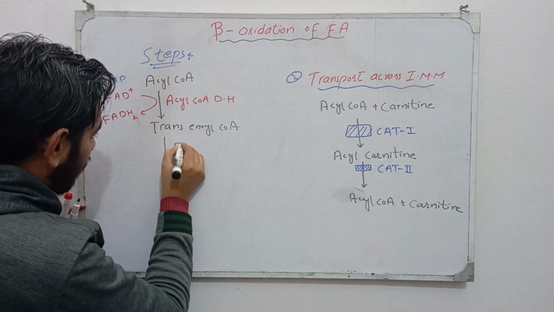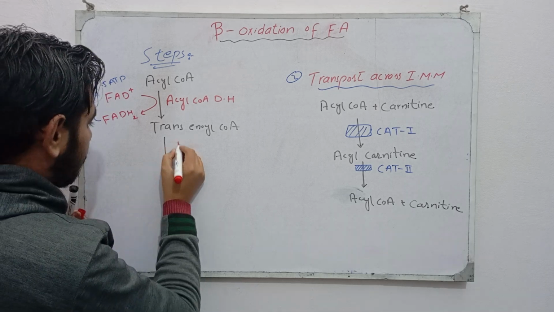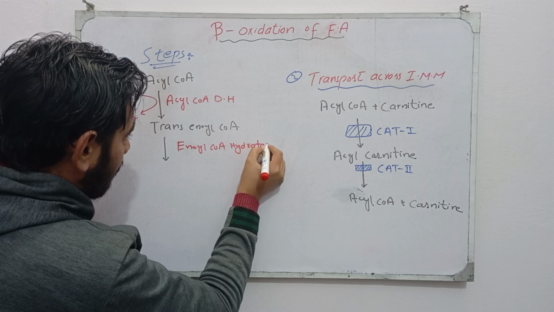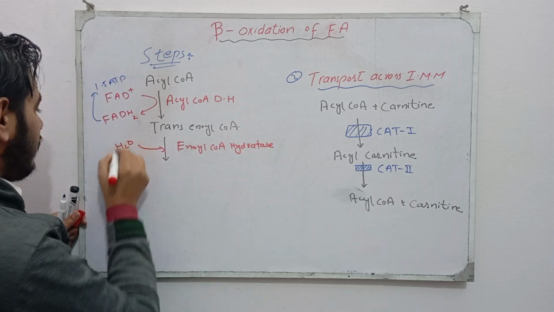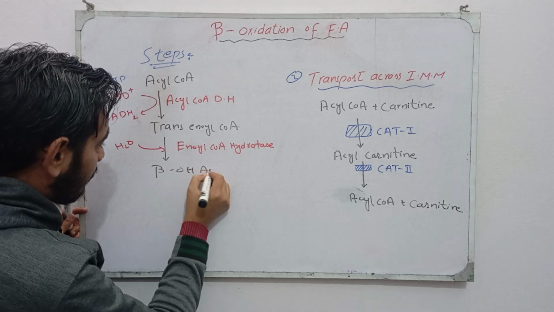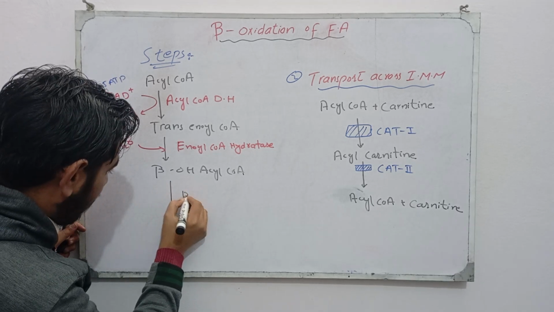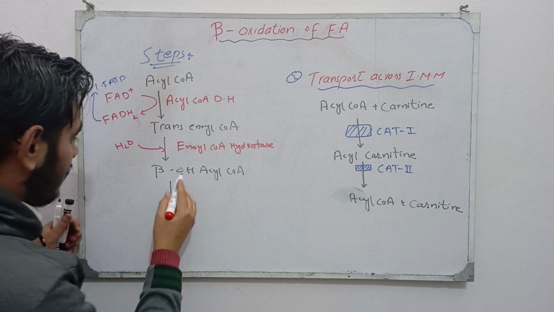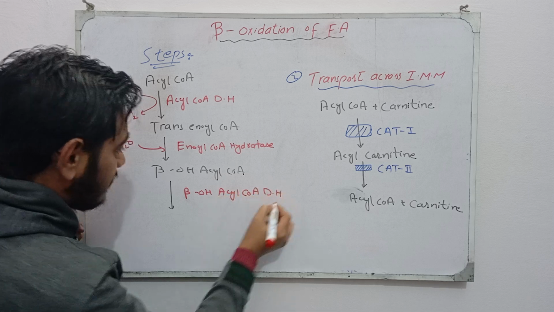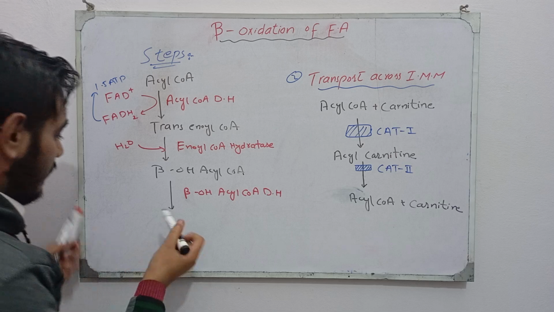In the next step, by the action of enoyl CoA hydratase enzyme, one molecule of water gets incorporated. It converts into beta hydroxy acyl CoA. In the next reaction, with the help of beta hydroxy acyl CoA dehydrogenase enzyme, it converts into the ketoacyl CoA.